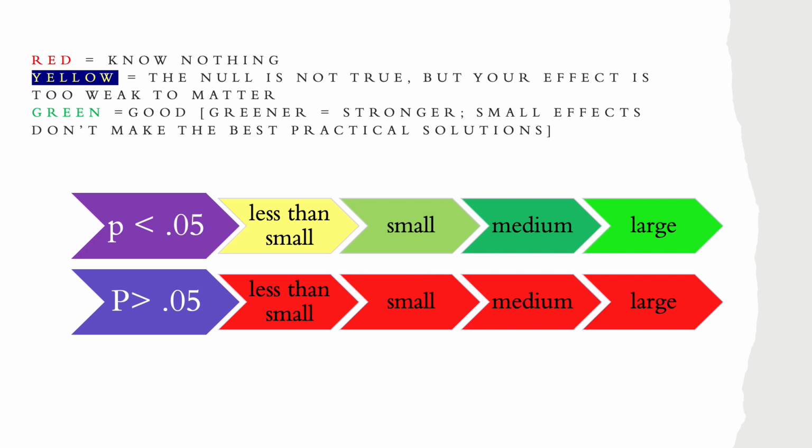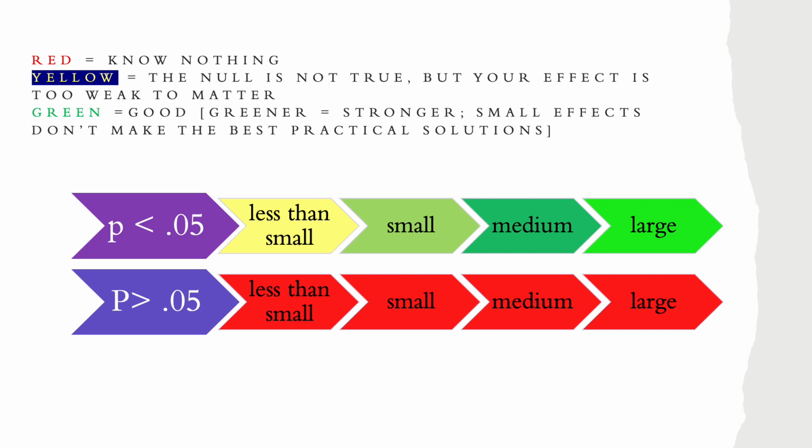When we move to small, medium, and large, it's a little bit more difficult to make the same claim. But if we have a small effect, what we know there is that the null hypothesis is not true, but the effect is not going to make the greatest change in the world. A medium effect is the average effect in our field, and a large effect is an amazing discovery. So it's really in those small and less than small cases that we have to be careful.